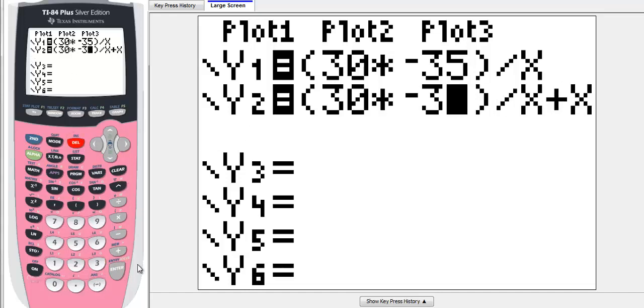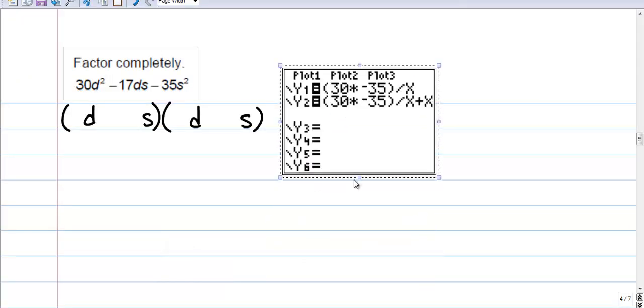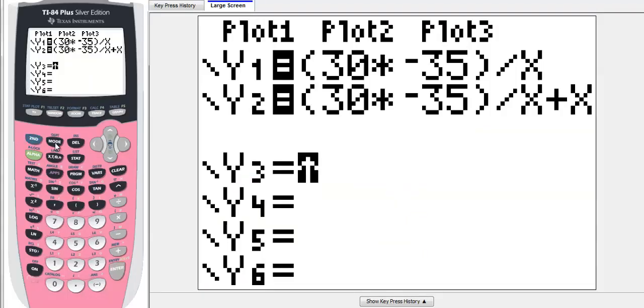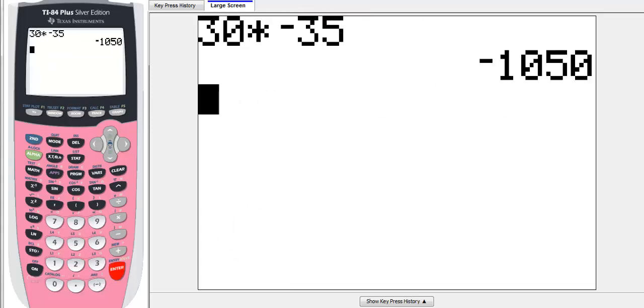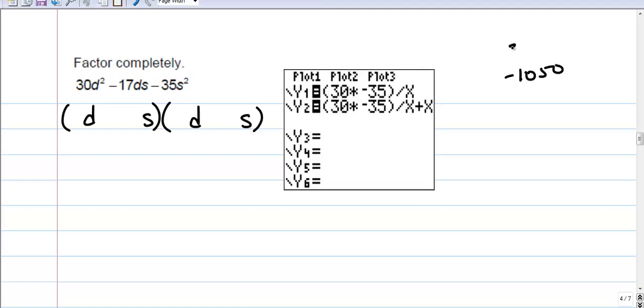Alright. So now that I've got my little equations in here that I can use to help me figure out my numbers. And by the way, just so we know, it's going to drive me crazy if I don't know, 30 times negative 35. I should probably do that in my head. But negative 1,050. I'll write that here.